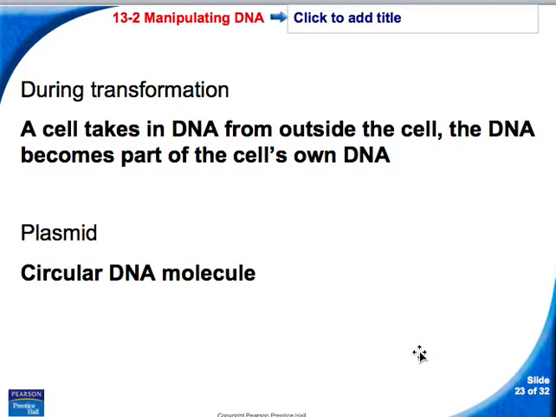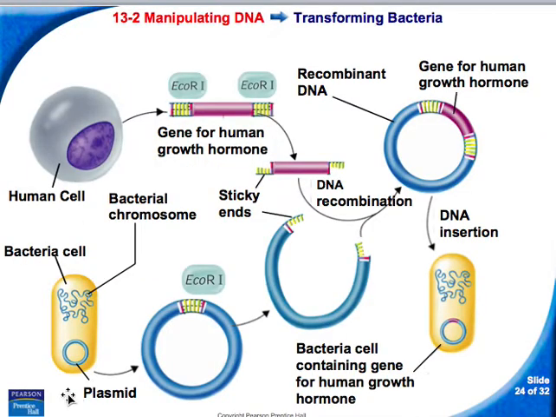One of the things I want to talk about also is something called a plasmid. A plasmid is simply a circular DNA molecule. We're going to take a look at a diagram here and explain exactly what takes place for this to happen. So here we have a human cell, okay? And there's a human gene for a growth hormone, all right?